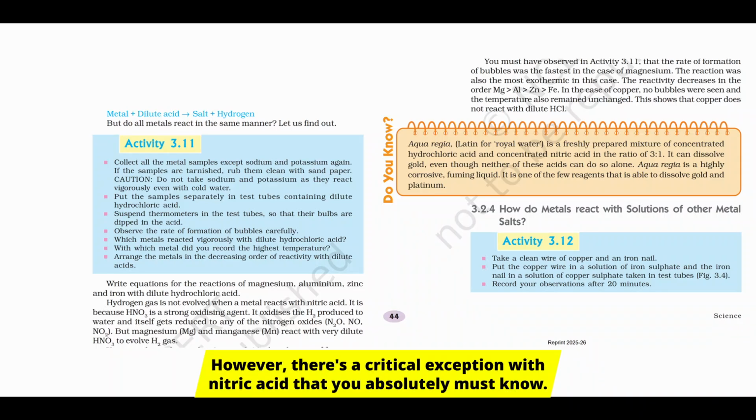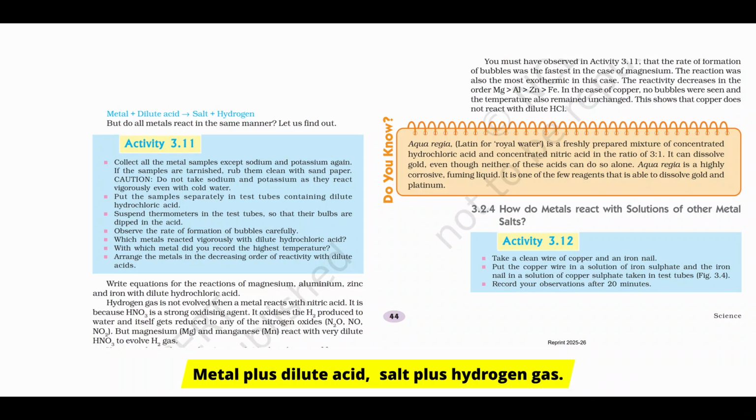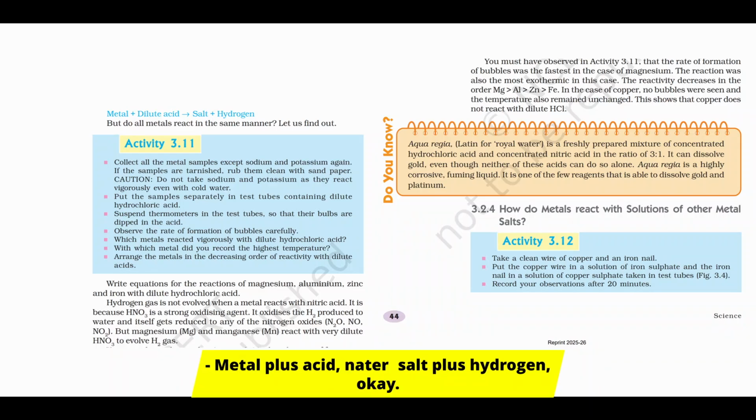However, there's a critical exception with nitric acid that you absolutely must know. The general reaction for metals with dilute acids is straightforward enough. Metal plus dilute acid gives salt plus hydrogen gas. Okay. But, just as we saw with water, the reactivity varies significantly.